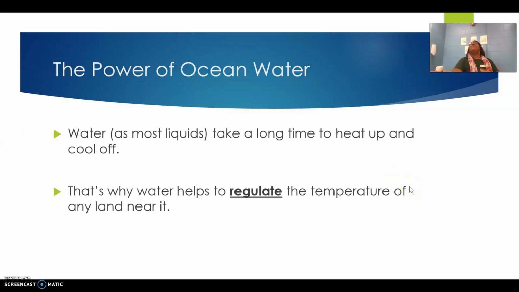The power of ocean water. So we're talking about a piece of land. I don't know, like if we're at the beach, we're talking about land being very close to ocean water. What we'll find is ocean water helps to regulate the temperature of any land near it. That's because water takes so long to heat up and so long to cool down.